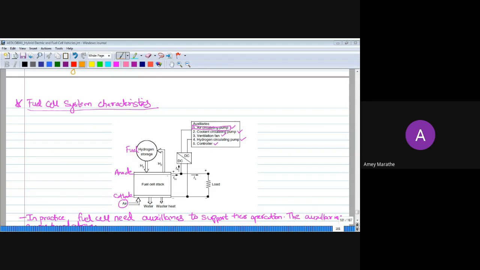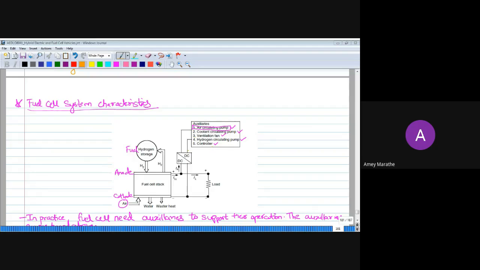In order for this fuel cell to work, we will require so many auxiliaries such as an air circulating pump. We will require a coolant circulating pump. If the temperature of the fuel stack goes up, we will have to cool it down. We will require a ventilation fan. We will require a hydrogen circulating pump, and we will require a controller.